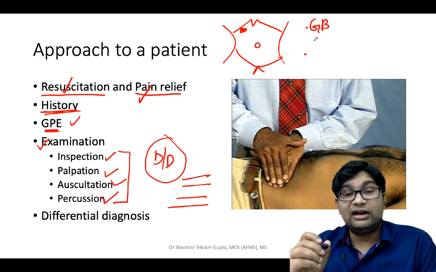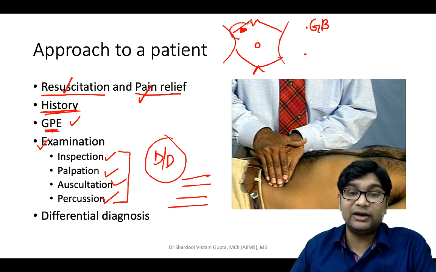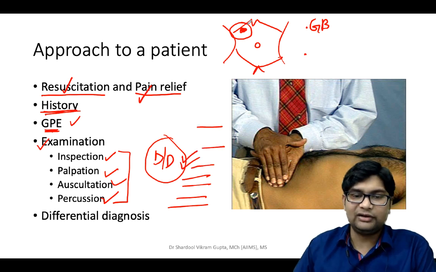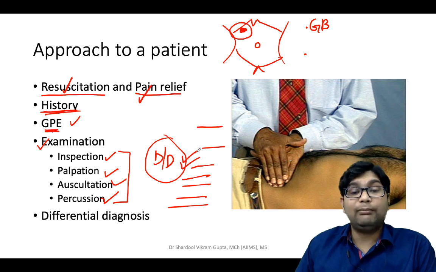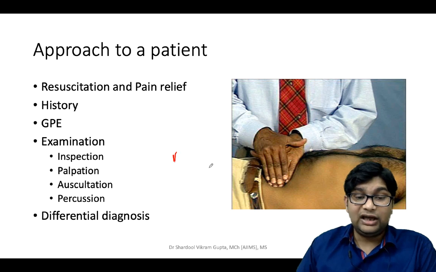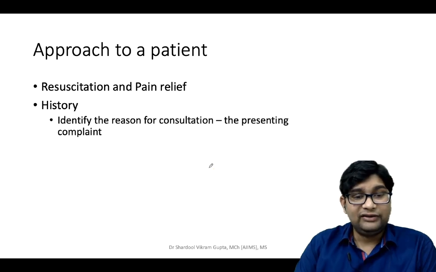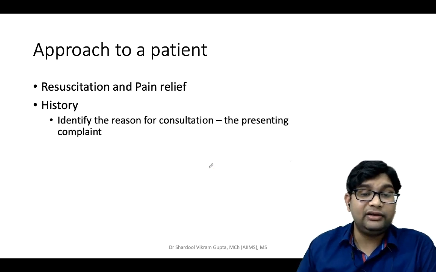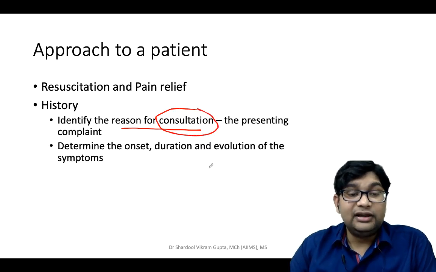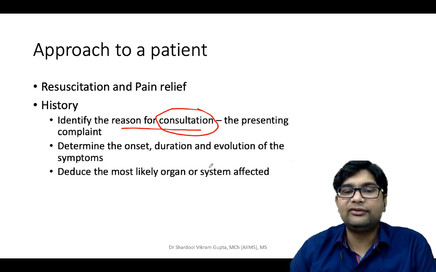You have to make a differential diagnosis like you are investigating a crime scene. So you will make a differential diagnosis of that respective region. Based on some features you will make a list of differential diagnoses, and you will keep on removing them by asking questions, by taking a good history. So the final differential diagnosis should contain 3 or 4 principal differential diagnoses. So in history, you should identify the reason for consultation, why the patient has come to the hospital, that is the presenting complaint. Then determine the onset, duration and evolution of the symptoms and deduce the most likely organ or system affected.